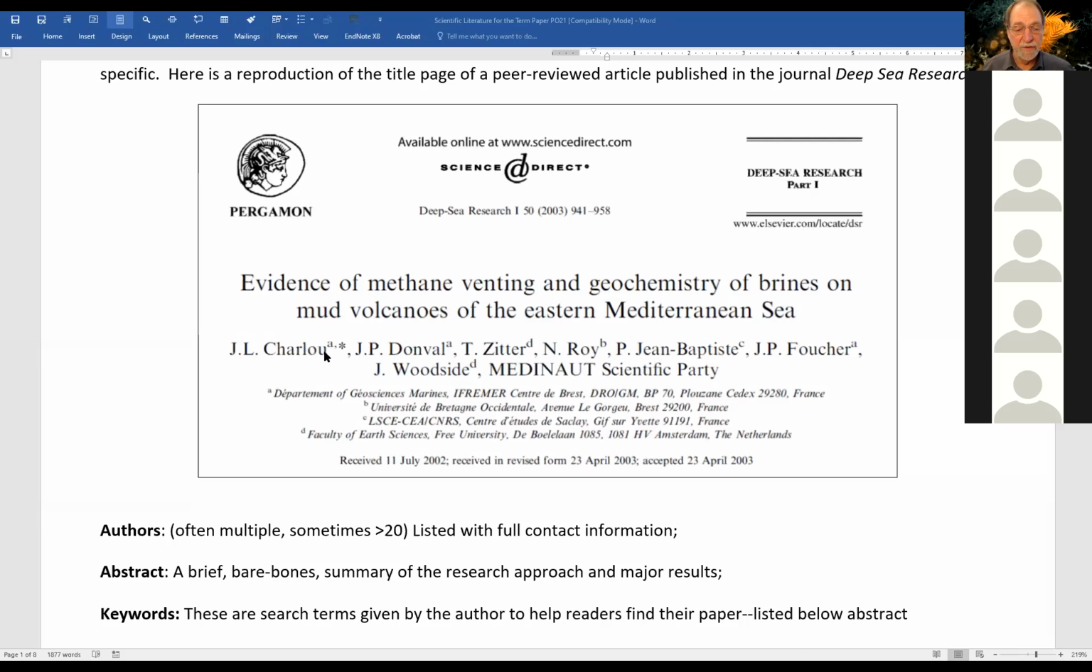So in this case, we've got Charlot, Donval, Zitter, Roy, Jean-Baptiste, Fouché, Woodside, and then the scientific party. In this case, the Medinaut scientific party, that's describing the whole team. This could be 10, 11 people in this party, and they're listed as corporate authors in the list of authors.